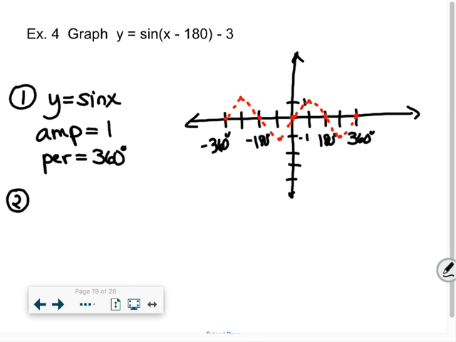My second step is to do the shift. Anybody want to tackle the 2 shifts we're going to do? Left 180, or right 180. Right 180. Okay, I'm going to take every point and move it right 180 degrees, down 3. But right 180 degrees isn't 180 ticks. Like, how many ticks am I going to go? All right, good. You have to figure out what the ticks represent. They are not always 90 degrees. If the period length is 360, a tick is 90.